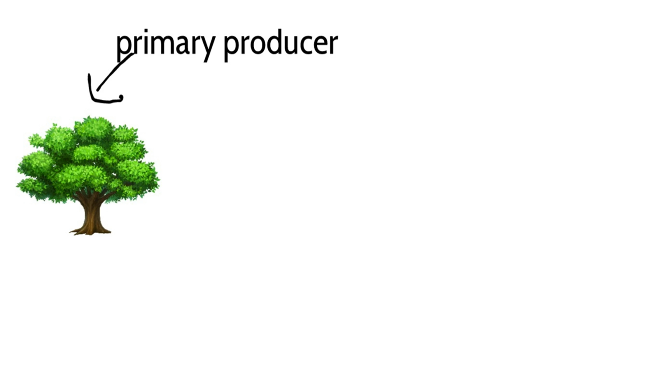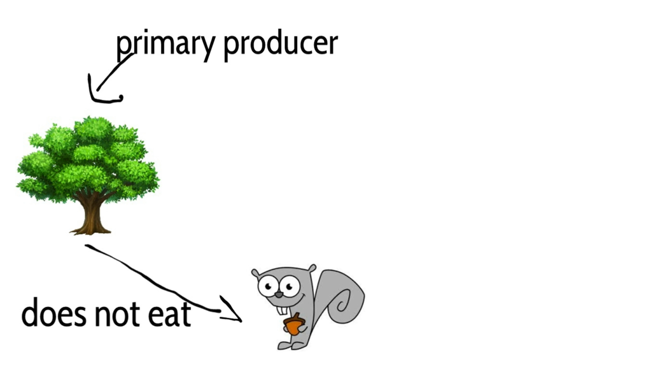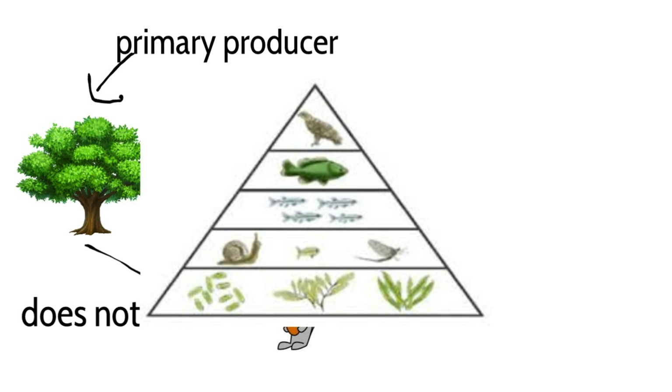Since they are producers, they do not eat other organisms and make their own food, which is useful to heterotrophs who cannot make their own food, as producers are an energy source that can be passed down the energy pyramid.